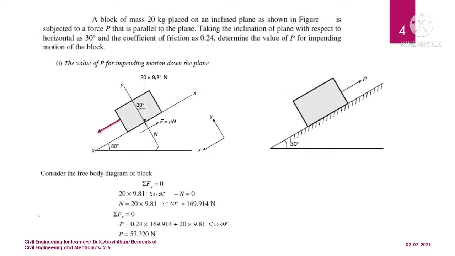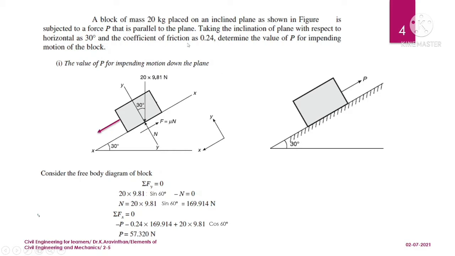Yes, let us take the next example. A block of mass 20 kg is placed on an inclined plane as shown in the figure. So this is the figure given in the problem, and this is a block at an angle of 30 degree. The block has a self weight of 20 kg as shown in the figure, which is subject to a force P. So this force is along the inclined plane. So this is parallel to the inclined plane, taking the inclination of the plane with respect to horizontal as 30 degree. So this angle is mentioned as 30 degree.